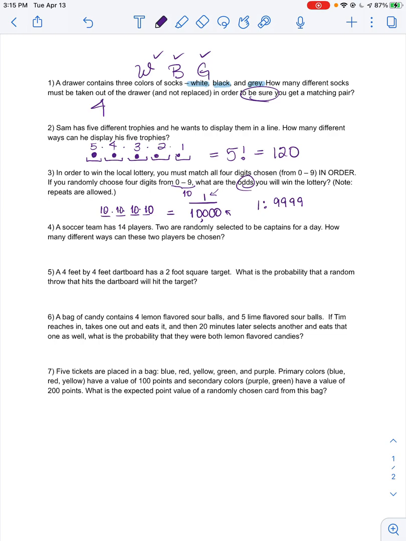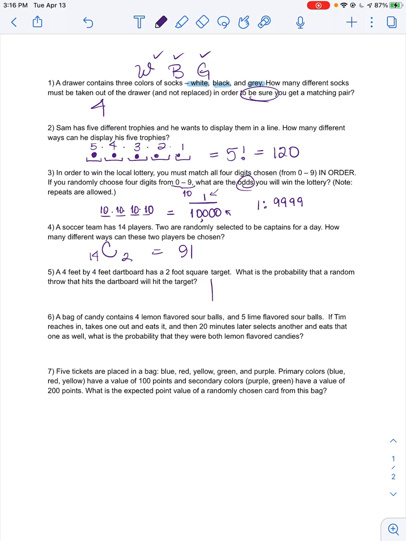A soccer team has 14 players. 2 are randomly selected to be captains for the day. Note in this case that it doesn't matter which order those soccer team players were chosen in. They still get the same position of captain. So instead of permutations, this one has to be combinations because order doesn't matter. I have 14 players to choose from, and I'm choosing 2 of those players. 14C2 is equal to 91.